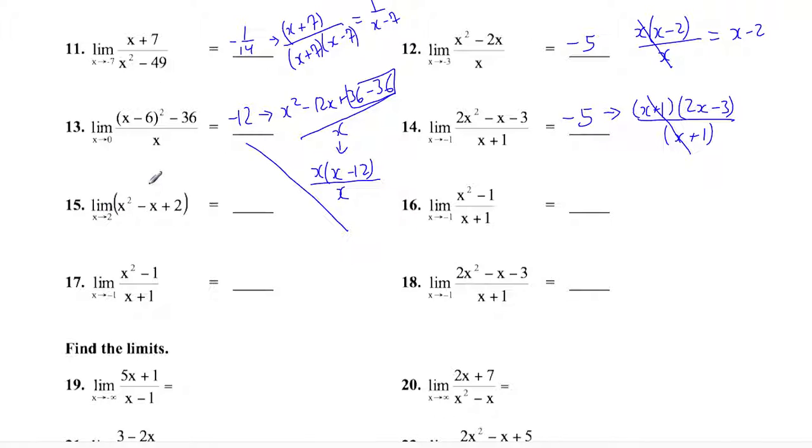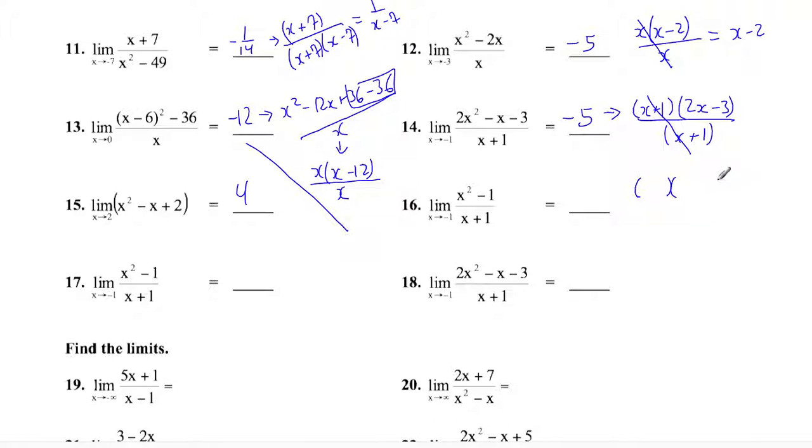When I plug in 2 for x, I get 2 squared, which is 4, minus 2, which is 2, and I add another 2 to get positive 4. So I didn't need to factor or do anything there. It was not a fraction, so I didn't need to worry about a 0 in the denominator.